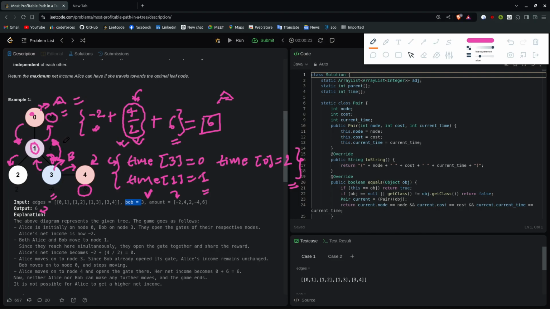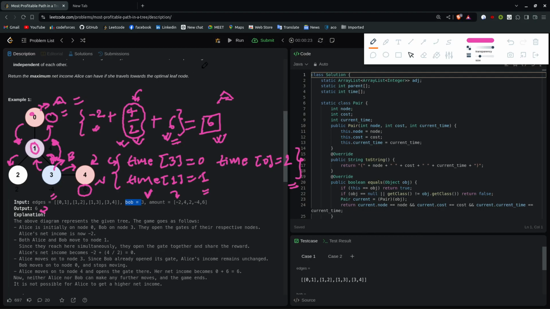Or there is one other case: what if Bob had never visited some node? In that particular case also we will increment all that amount value into Alice's answer only. So over here this particular node was not visited by Bob, and hence we were adding +6 to Alice's answer, and hence we were able to get the maximum possible answer for this particular case. I hope the idea is pretty simple.